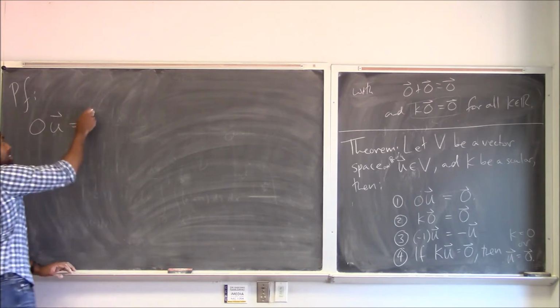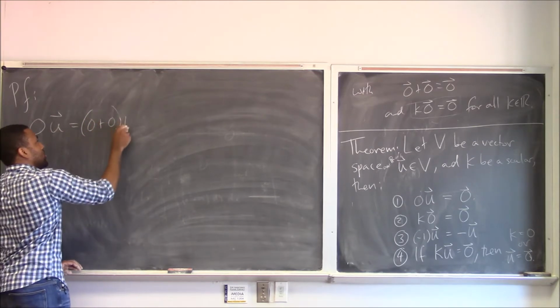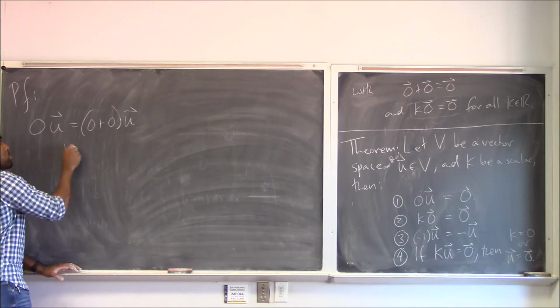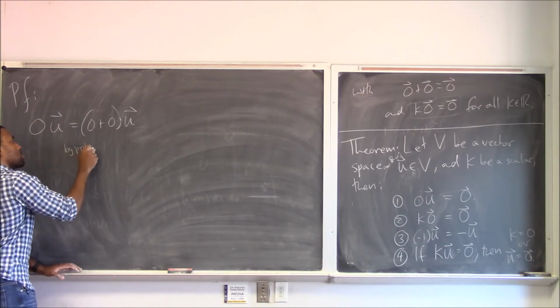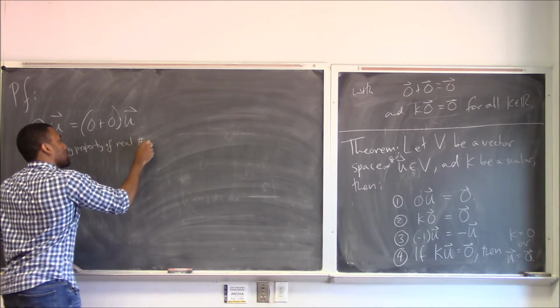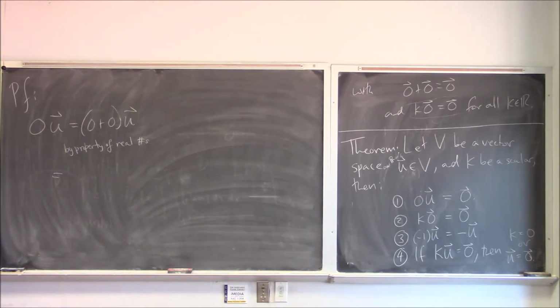But here's the trick. 0 is 0 plus 0. Right? Now that is by property of the real numbers. So that's not something I just made up. That's actually a thing that we would know. A field behaves that way. 0 is the 0 element for the field R, and it is the number such that when you add it to any other real number, you get itself. So I can have this. Now what would I be able to say?